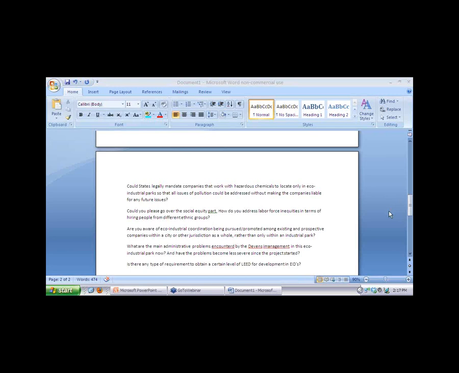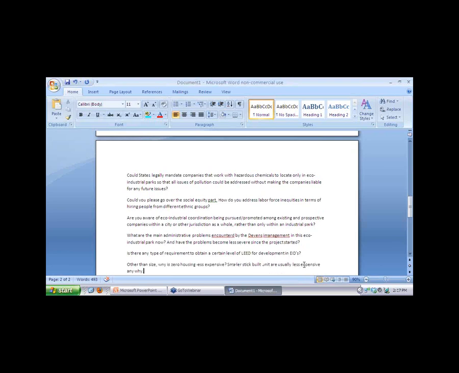What are the main administrative problems encountered by Devens's management in the eco-industrial park? Have the problems become less severe since the project started? The first problem was educating folks. I came in '99 after the project had been going for 3 years. It took me a couple of years to get everybody on the same page with implementing the goal of sustainable development through using an eco-industrial park as a tool.